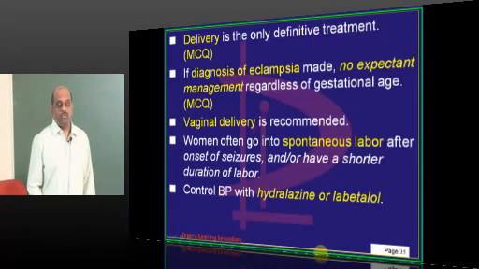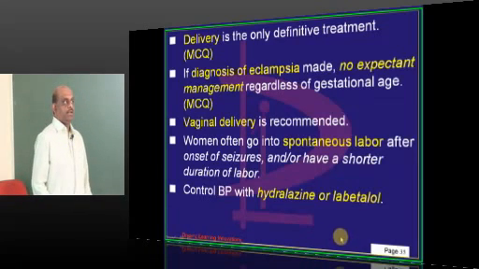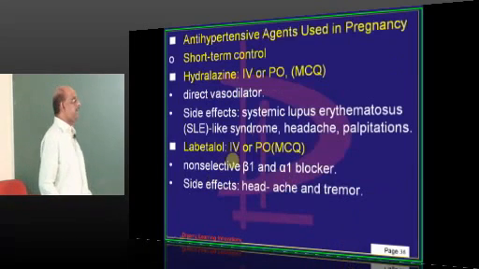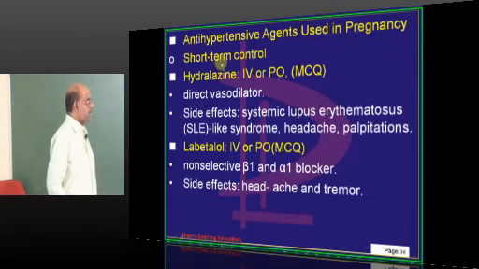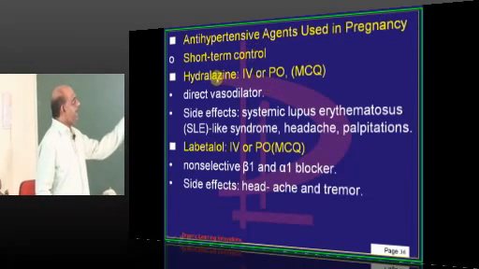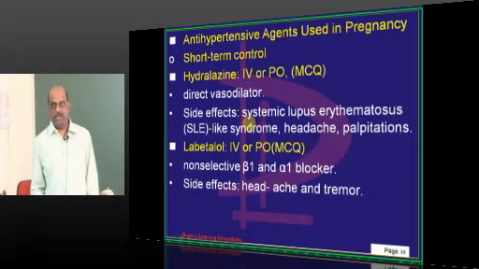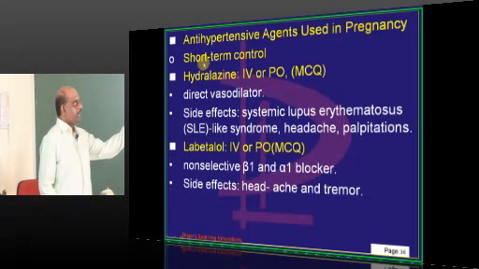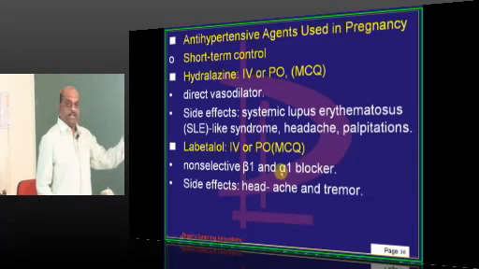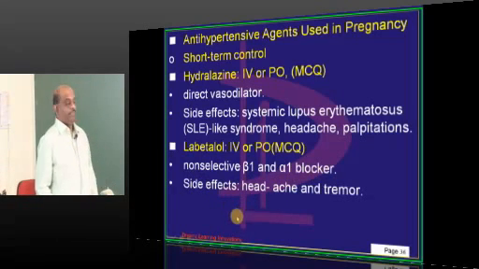And to control the BP, what will you use, doctor? Hydralazine, labetalol are the ones which are used in eclampsia. So let us have a short review on various antihypertensives which we use in pregnancy. Hydralazine, what is it? Direct vasodilator. It can lead to SLE-like symptoms and like any other vasodilator, it can lead to headache, palpitations. Labetalol, you can give intravenously or orally. Non-selective beta and alpha-1 blocker, and it also carries a side effect of headache and tremor.